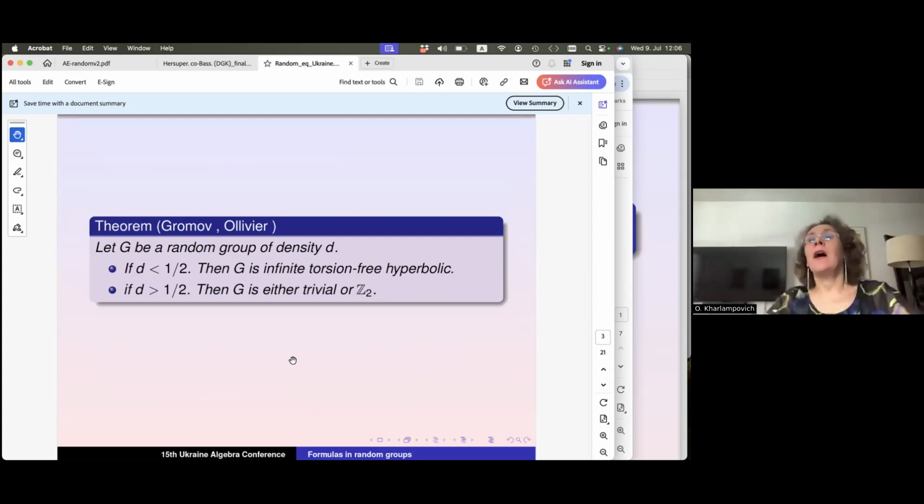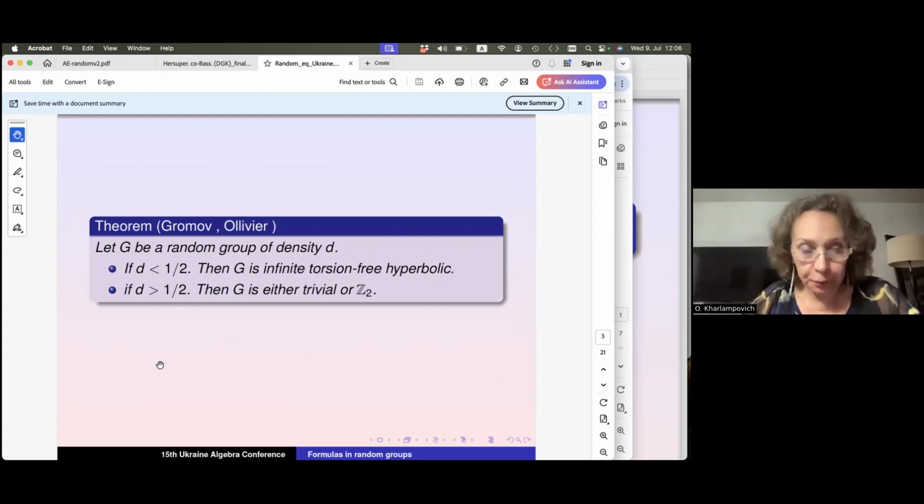Gromov himself claimed, and later Ollivier did all the details of the proof, that if G is a random group of density d, then for d less than 1/2, it is infinite torsion-free hyperbolic, and for d greater than 1/2, it is either trivial or Z2, the group of two elements.